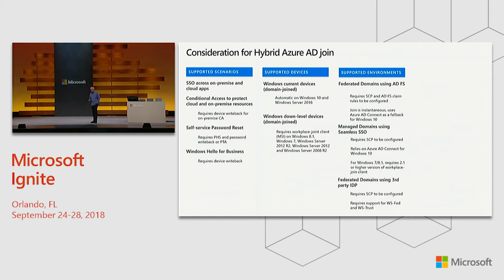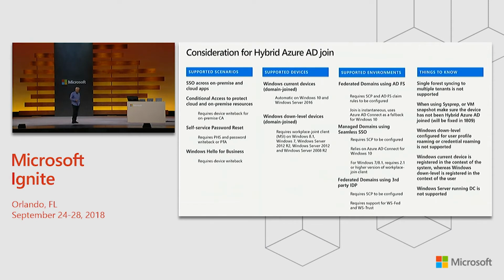And then if you're using a third party, again, similar to Azure AD, they have to support WS-Fed and WS-Trust protocols. A couple of things to know. Again, we don't see this as a typical configuration, but if for some reason you have a single forest syncing to multiple tenants in Azure AD, right now we don't have an official way to support configuring SCP for each of those domains, because right now the configuration is one SCP for one forest. So if you have a forest syncing to multiple tenants, please talk to me later and let's see what we can do about it.